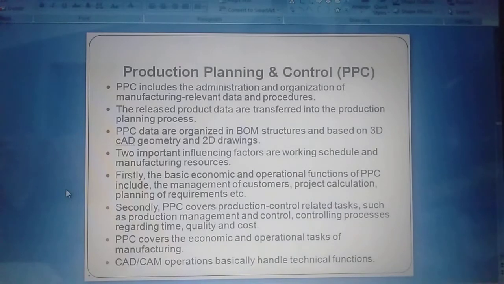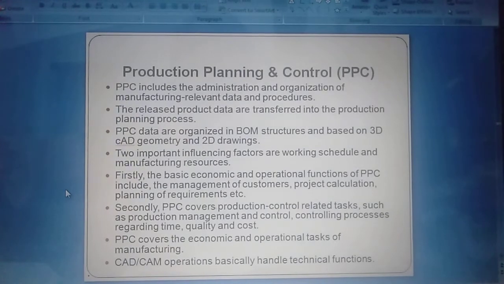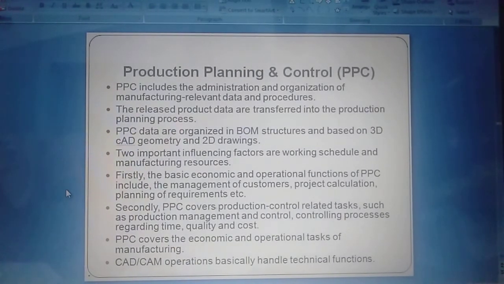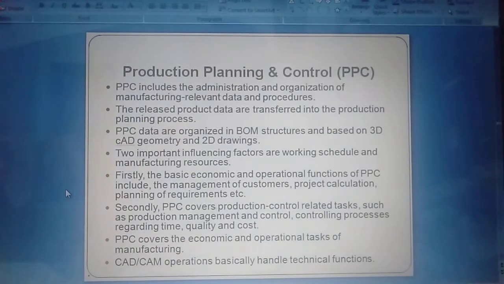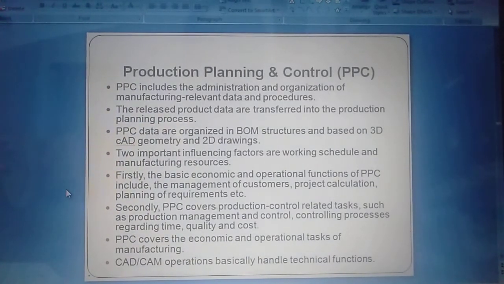Okay, next the topic, we'll discuss product planning and control, in short PPC. PPC includes the administration and organization of manufacturing relevant data and procedures. The released product data are transferred into the production planning process. PPC data are organized in a BOM. BOM is the bill of material structure, based on 3D CAD geometry and 2D drawings. The two important influencing factors are working schedule and manufacturing resources. These are the main two factors under PPC.